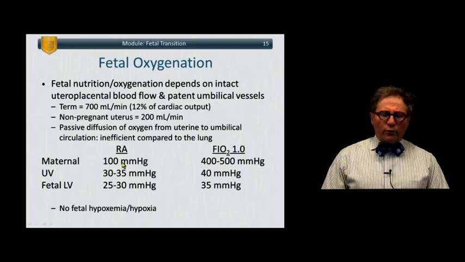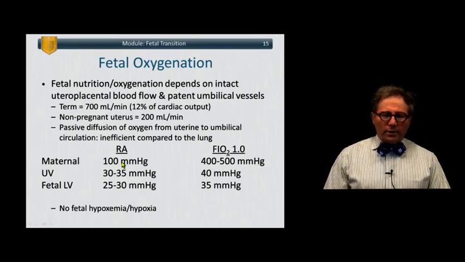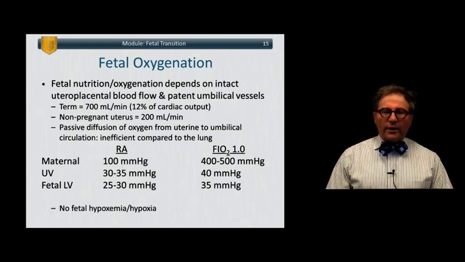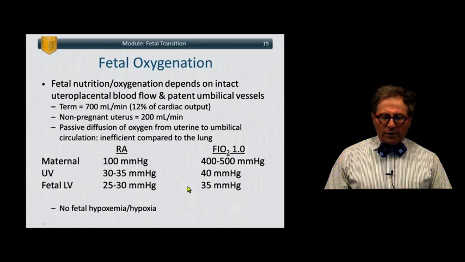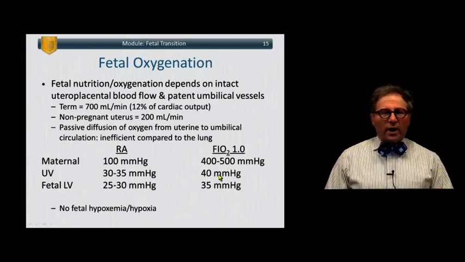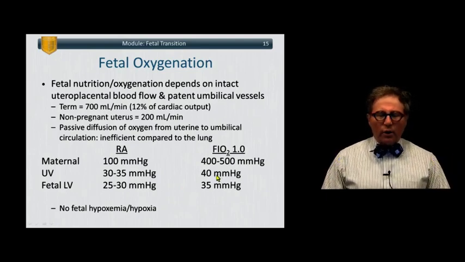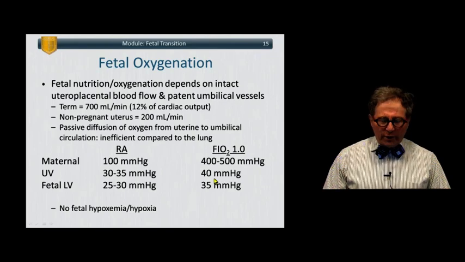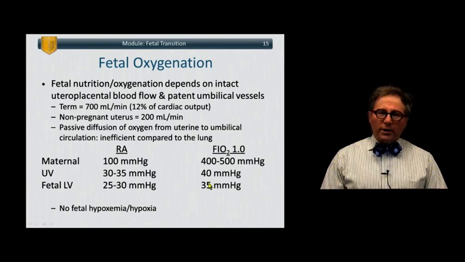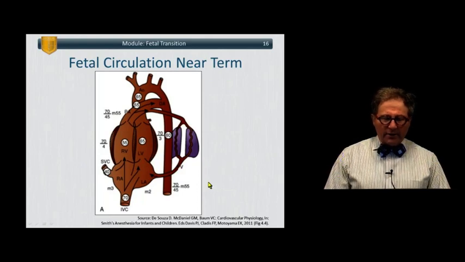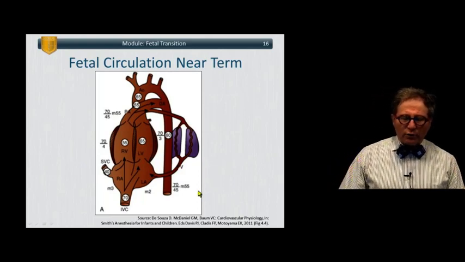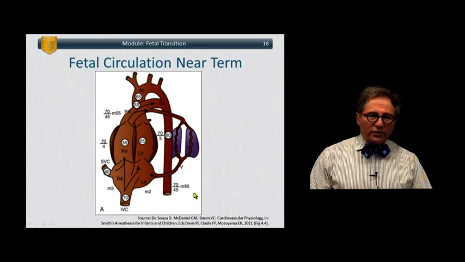Note that on room air with a maternal PO2 of 100 millimeters of mercury, the umbilical vein or the fetal left ventricle only sees 30 to 35 millimeters of mercury. And even administering 100% oxygen to the mother, we're hardly able to increase the PO2 in the umbilical vein or left ventricle.